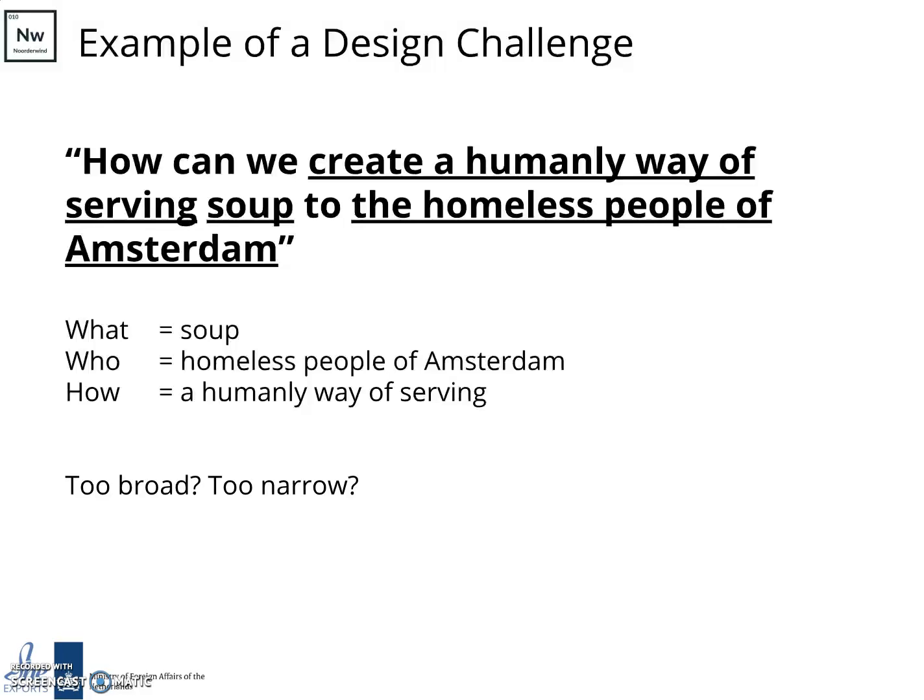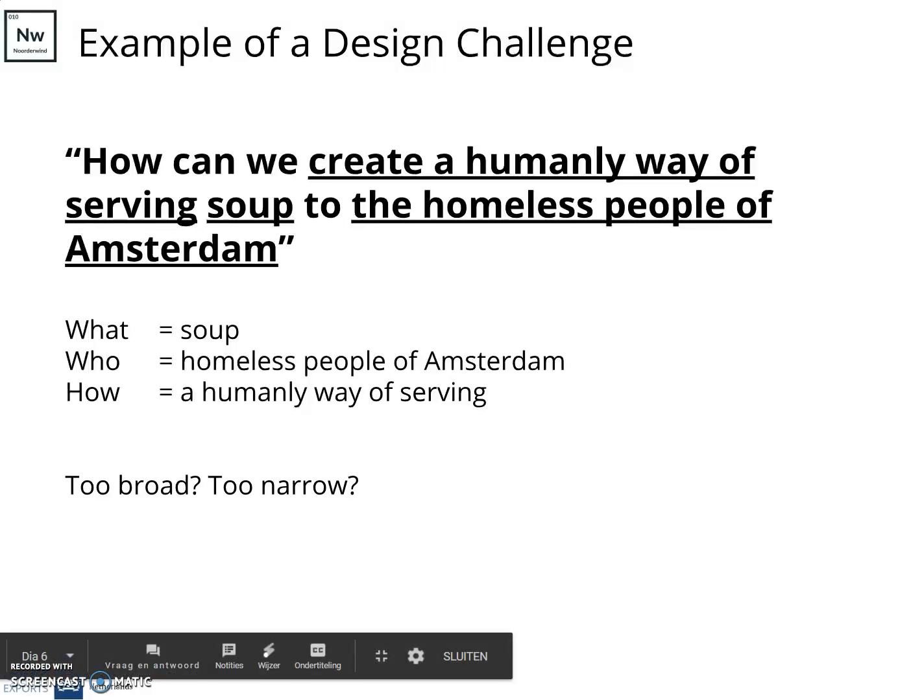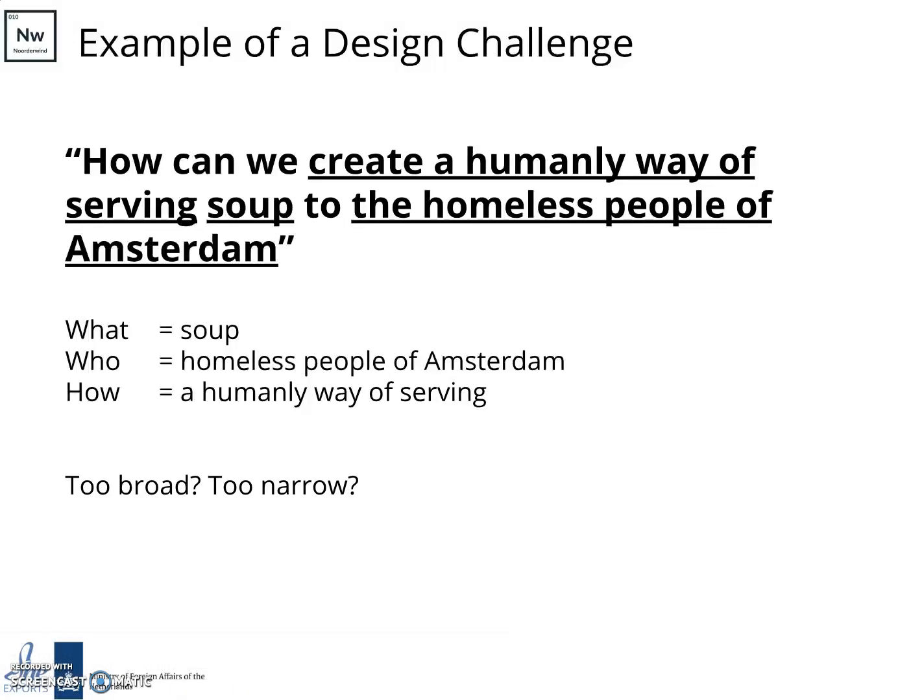Imagine that you have a company that wants to help homeless people of Amsterdam. What you can then formulate as a design challenge is: how can we create a humanly way of serving soup to homeless people of Amsterdam? As you can see, this question contains three items, both a what, a who, and a how. So the what is serving soup, the who is homeless people of Amsterdam, and the how is a humanly way of serving.